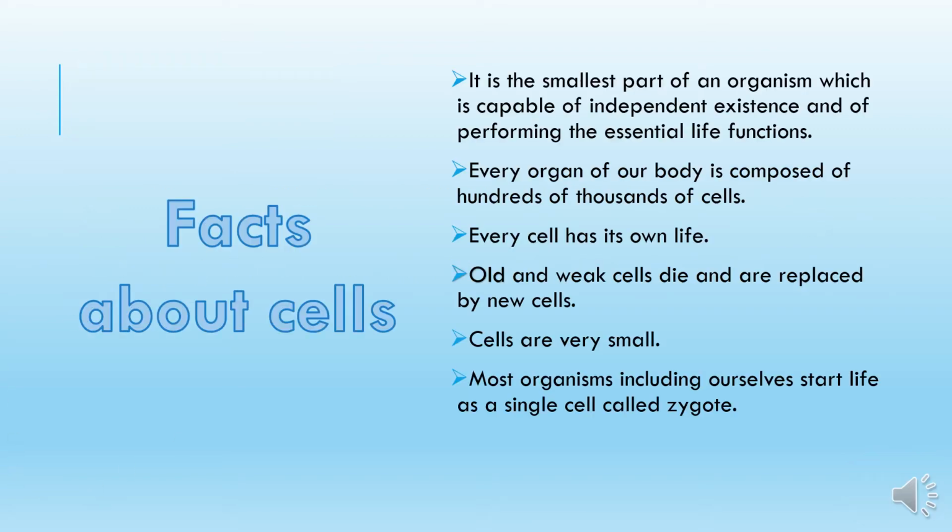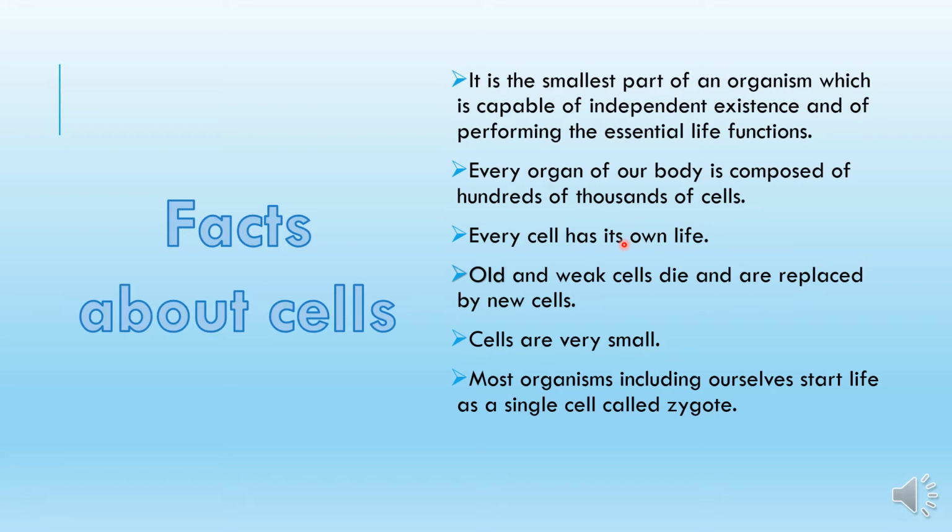Let's move to the next slide and see more facts about the cell. It is the smallest part of an organism which is capable of independent existence and of performing the essential functions. Every organ of our body is composed of hundreds of thousands of cells, whether it is your brain, skin, muscles, or even bones. Similarly, in a plant, even the leaf, wood, and roots are composed of cells.